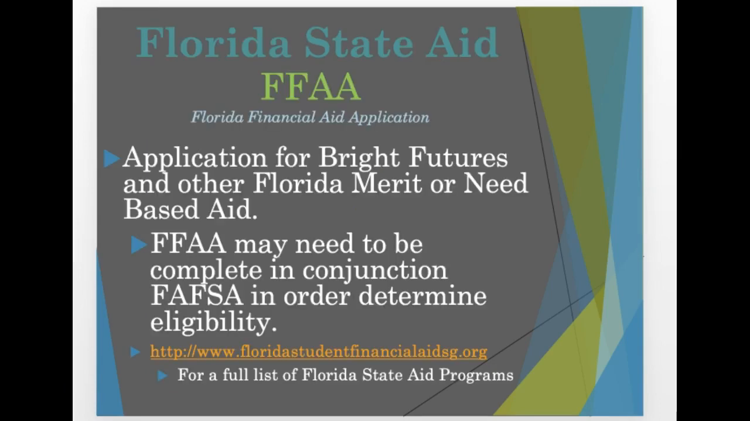Florida State Aid. The Florida Financial Aid Application, the FFAA, is the application that you will use for Florida Bright Futures and other Florida merit or need-based aid. The FFAA may be completed in conjunction with the FAFSA in order to determine eligibility. The website where you will go to complete your FFAA is floridastudentfinancialaid.org. Okay, so a full list of all your Florida student aid programs will be listed there. So you need to complete your FAFSA and your FFAA. You need to do both of these.